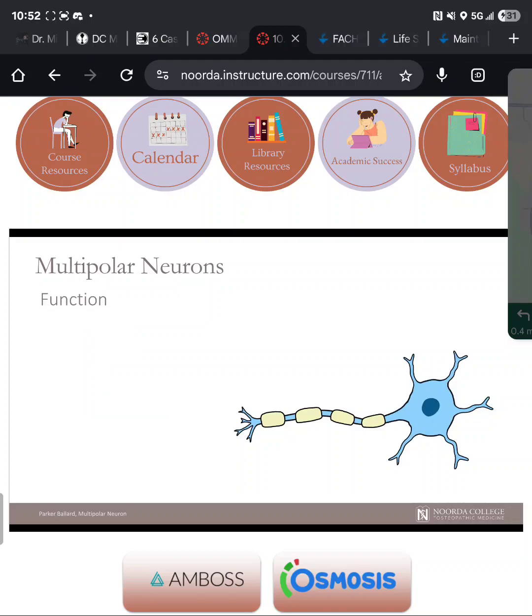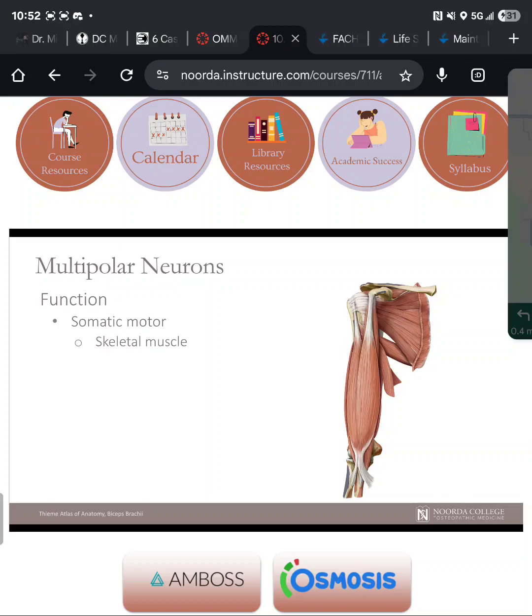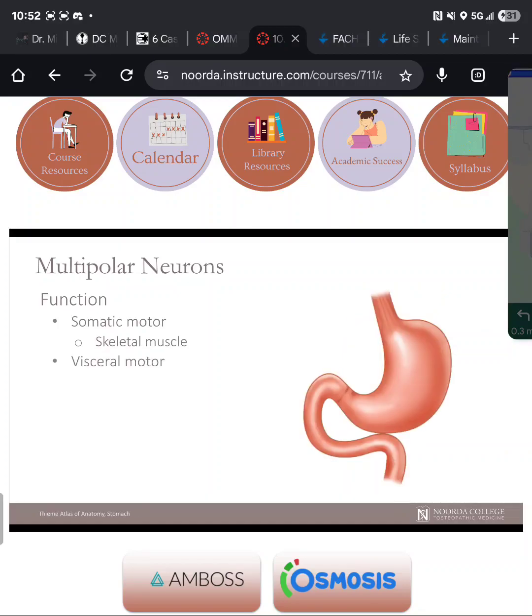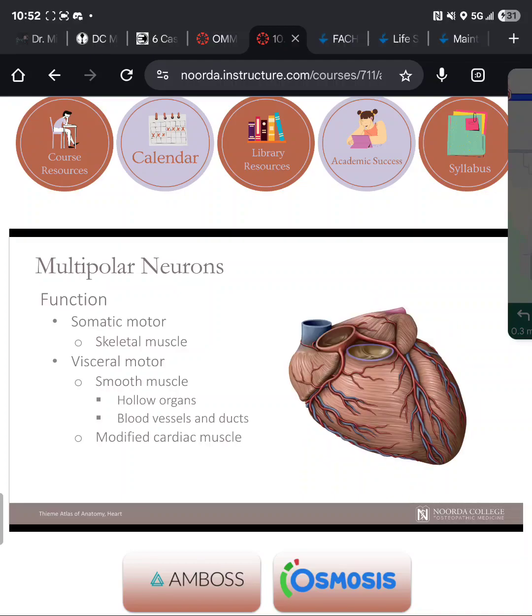Then there are different types of multipolar neurons, like the somatic motor neurons that innervate skeletal muscle, like our biceps, and then the visceral motor neurons that innervate the smooth muscle of hollow organs and blood vessels and ducts, as well as modified cardiac muscle and glandular tissue.